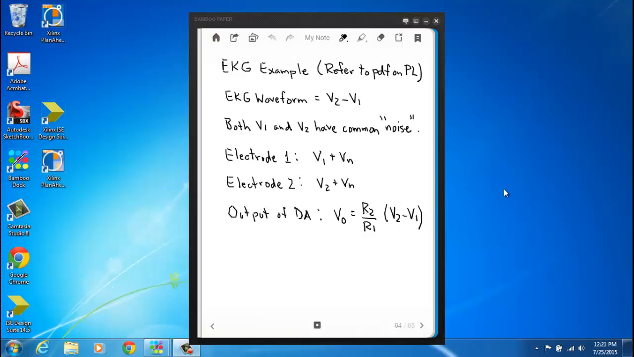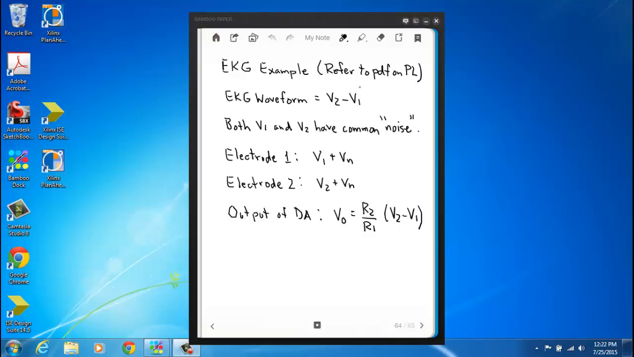Okay, this video talks about an application of a difference amplifier being used in an EKG machine. So for this to make any sense to you, you first have to read the PDF that's on PolyLearn that talks about this EKG example. If you haven't read that, go ahead and read it and then come back to this video.